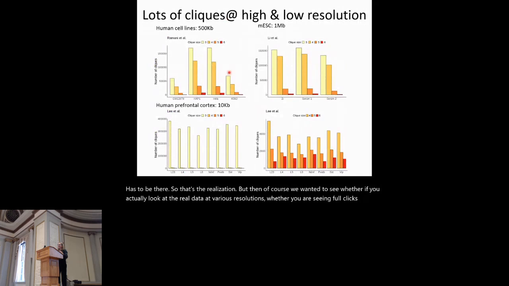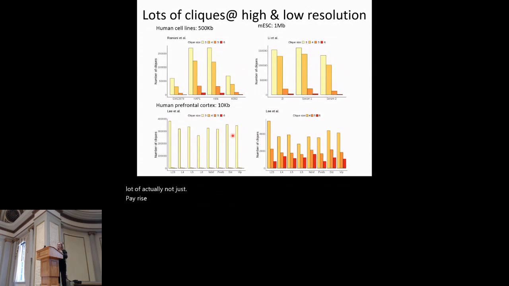So we did that with some of the cell line data that's very low resolution, but the data that's coming from the Brain Initiative is a much higher resolution. And we can see that there are a lot of actually not just pairwise interactions that are occurring simultaneously, but actual full cliques. So this gave us the confidence that this is probably a viable task.